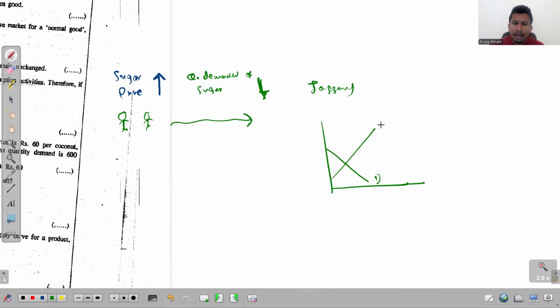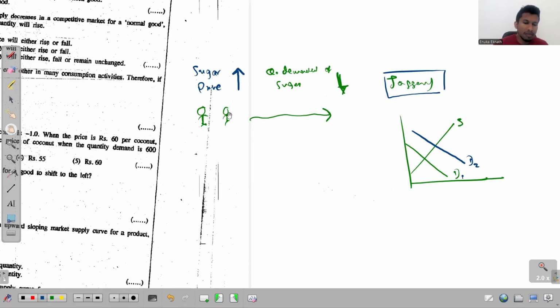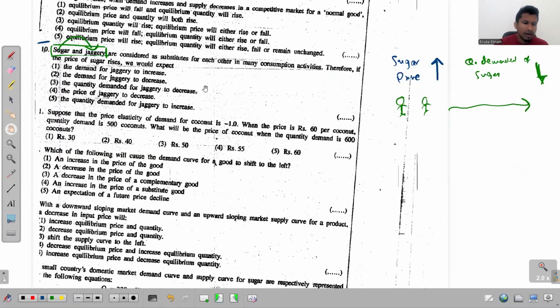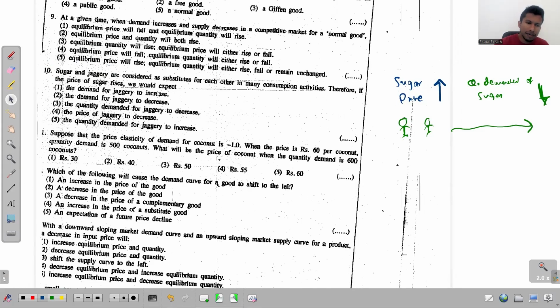Let's say that this is the market supply for jaggery. And when consumers are moving from sugar to jaggery, the number of consumers who are consuming jaggery will increase. And as a result, the demand curve, as the demand increases, right, due to the increase in the number of consumers, demand curve gets shifted to the right side, because we experience an increase in demand. Okay, so that is the story. So if you know this, you can find the correct answer for this question, right?